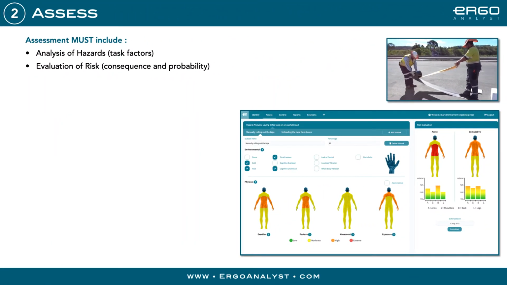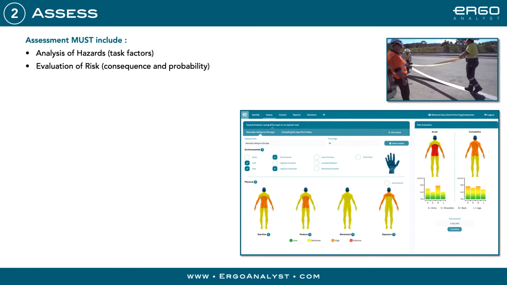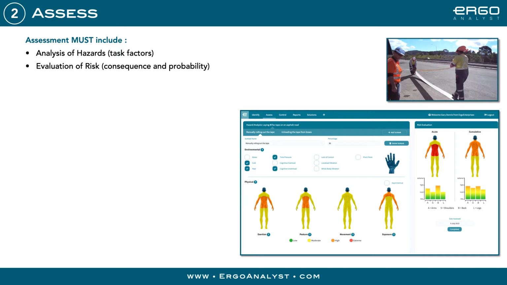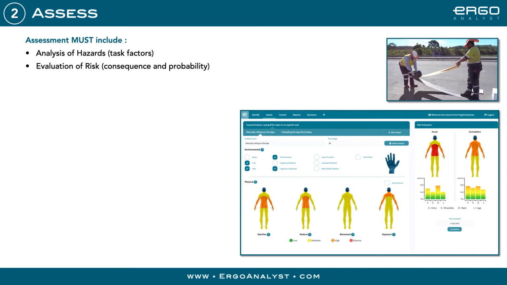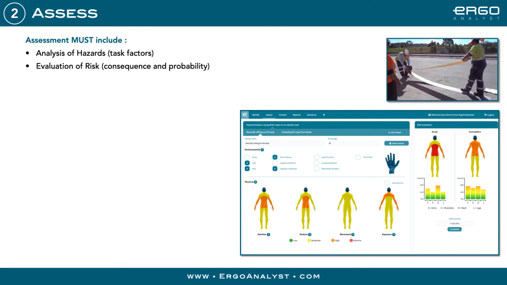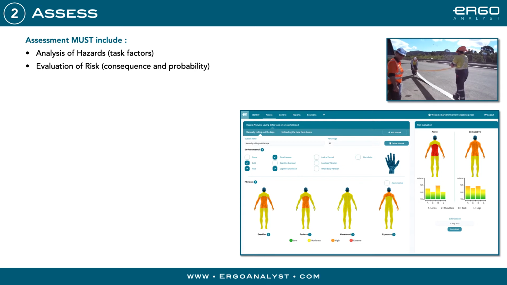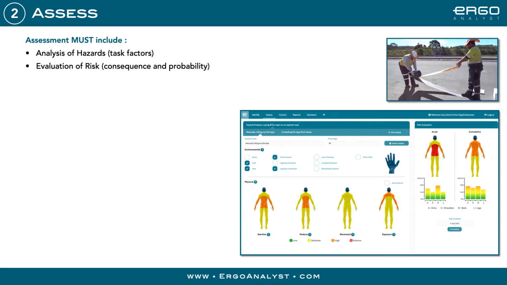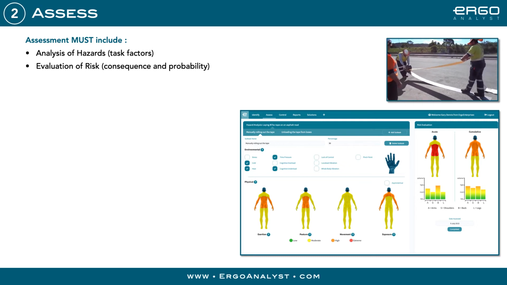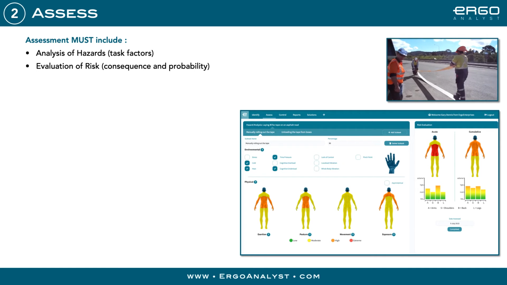A risk assessment must be comprised of both an analysis of the hazards or task factors and an evaluation of the risk, which indicates the consequence and probability of an injury occurring. Unless both an analysis and an evaluation are conducted, then it is not a risk assessment. For example, checklists do not evaluate the risks and therefore are not risk assessment tools.